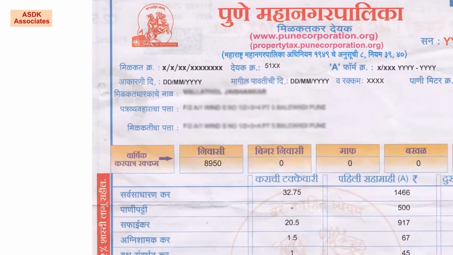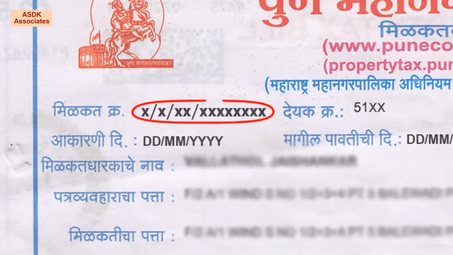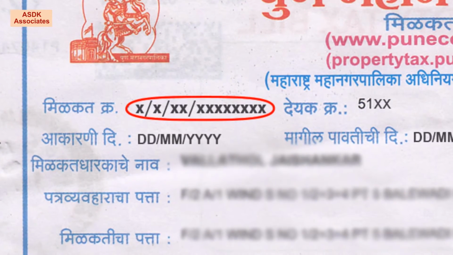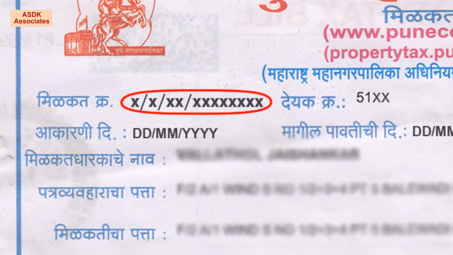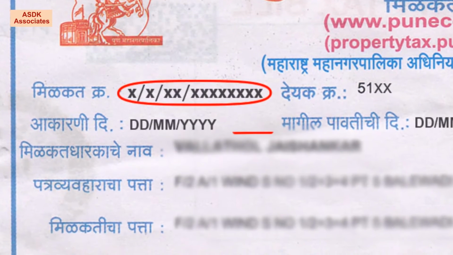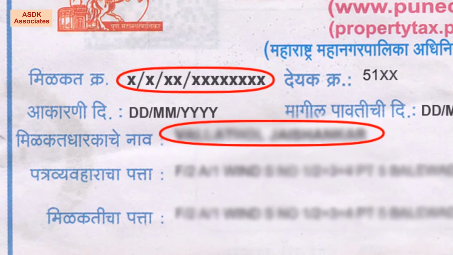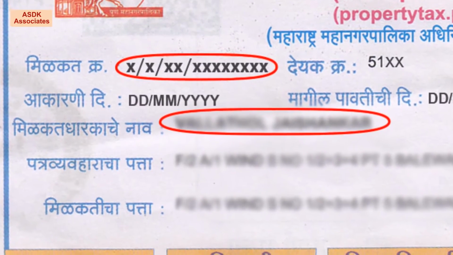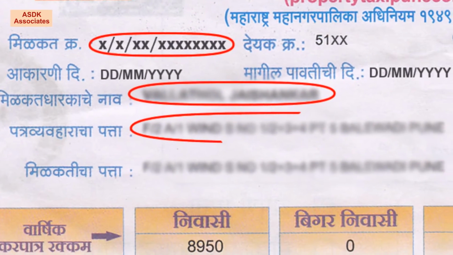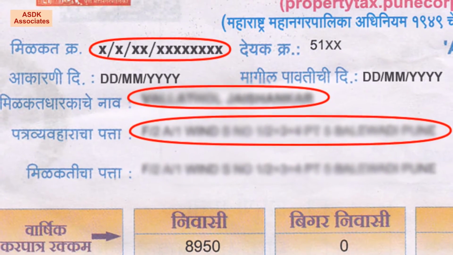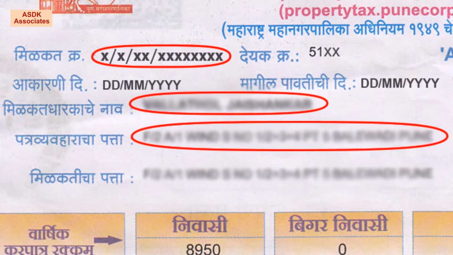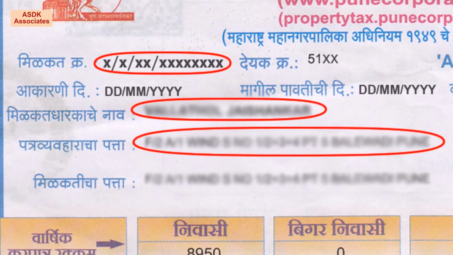On the top left, observe the property tax number. It is unique for every customer. It is also known as the Milkat Kramank. Name. Just below the property tax number, the name of the owner is displayed. Address. Below name, the address of the property is mentioned. It is the complete address of the property.